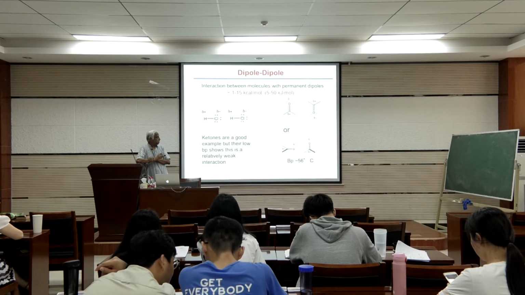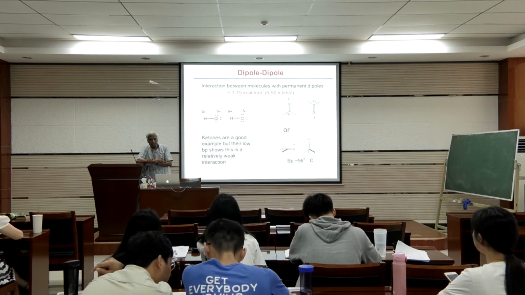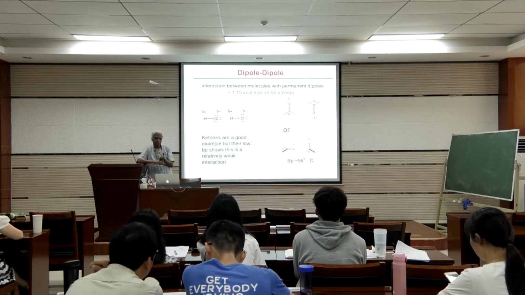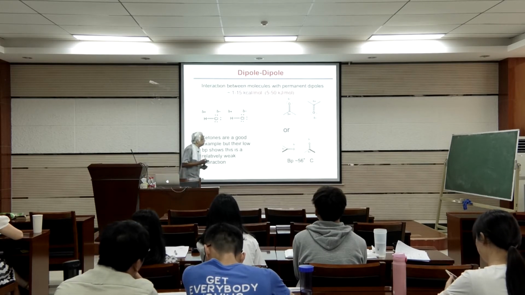Now this compound is a ketone. It doesn't have a charge, or HCl, it doesn't have a charge. But still they attract each other. So for example, the carbonyl is this compound. This is this here.